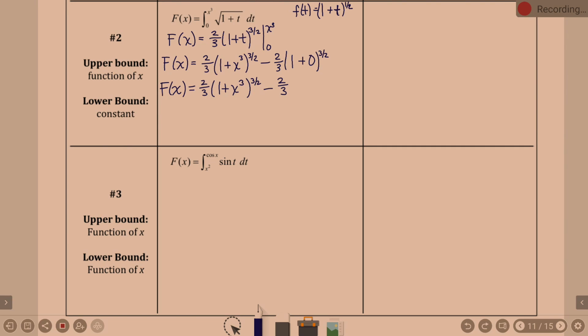Now, we want to find capital F prime of x in this column, except I should probably write out what f of x is so we have that to look at. What did we just find f of x to be? 2/3.